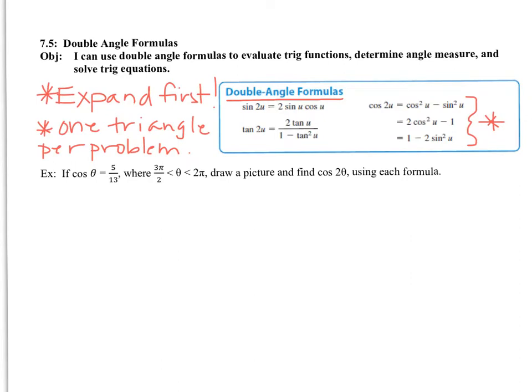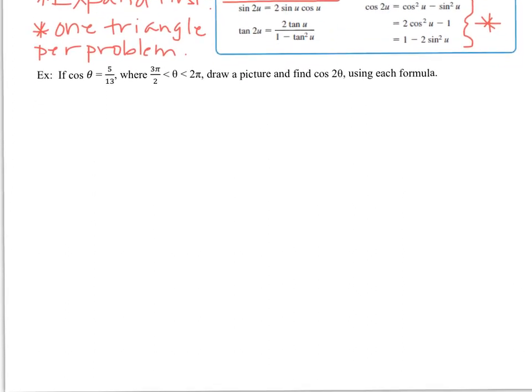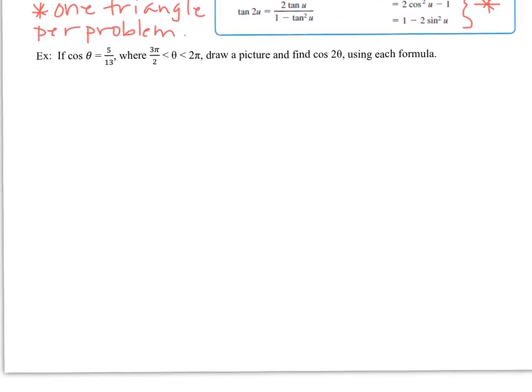It says if cosine theta equals 5/13 and theta is between 3 pi over 2 and 2 pi, draw a picture and find cosine 2 theta using each of the formulas. If we look at the given information, we know what cosine theta equals, and we're also told where theta is located. Between 3 pi over 2 and 2 pi, that would put us into quadrant 4. So the first thing you want to do is actually draw that picture.